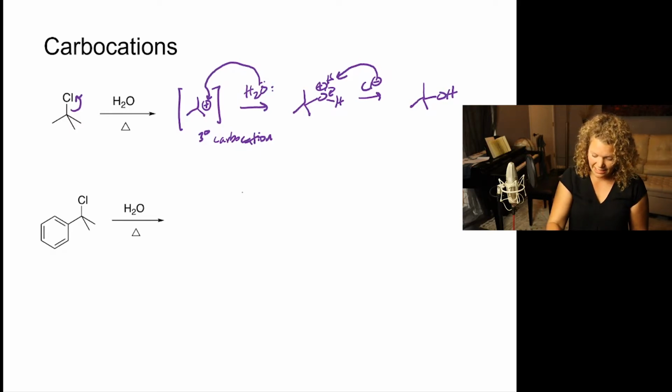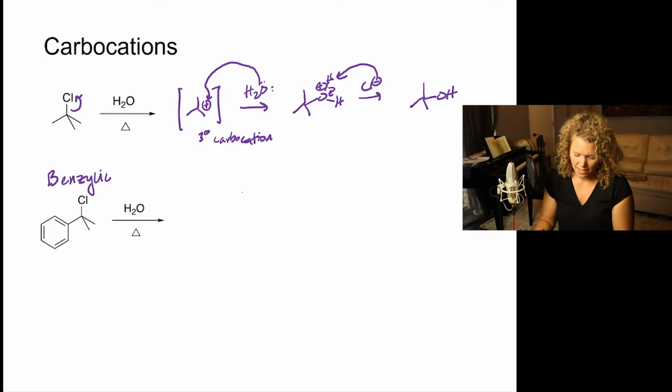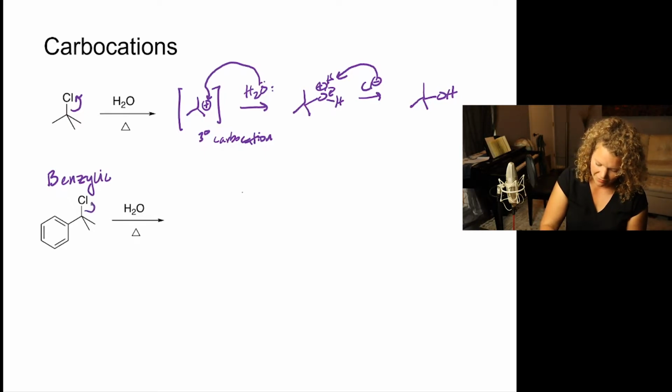And in this case, again, we have a special position here. We have our benzylic position. We have this benzylic chloride. And so here we're going to have the chlorine leave, and we're going to make this benzylic carbocation.